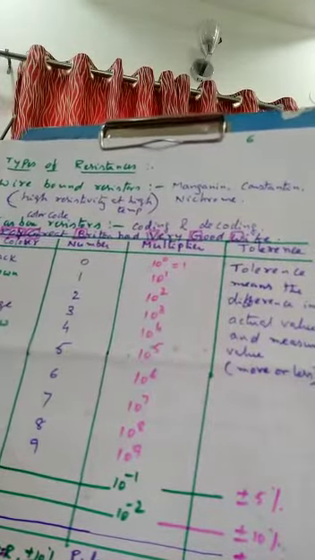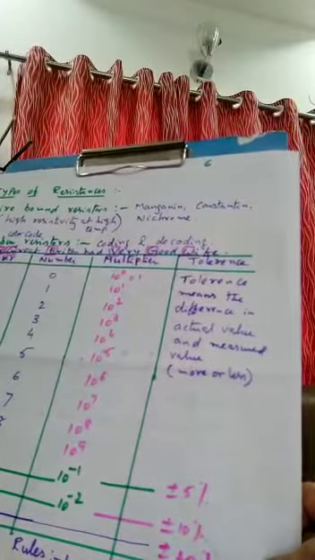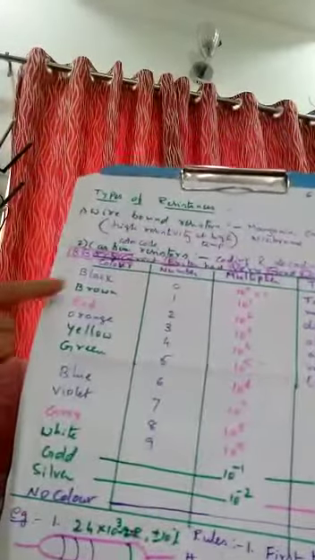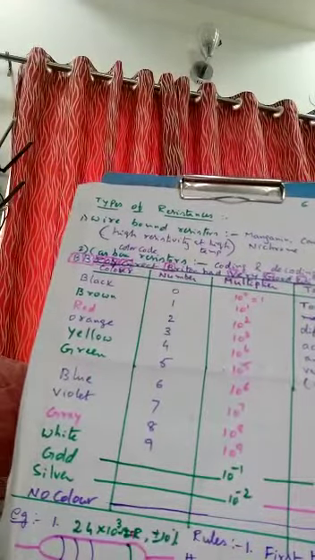You have to make this table. The table they don't give you. You have to remember this. That's why I am telling you this technique for how to remember these colors. Okay, so in this way, children, practice it.